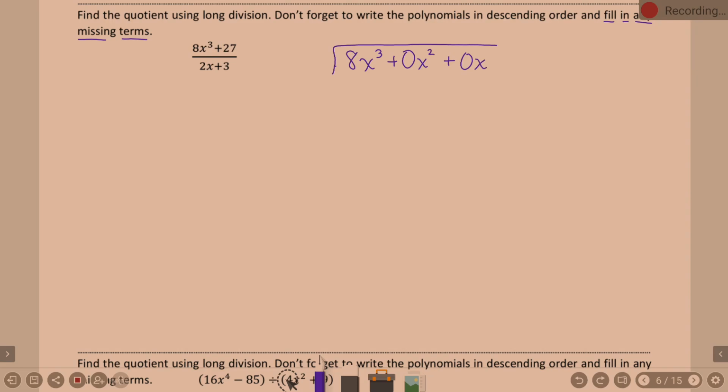What should come after an x term? A number term, a constant. Do I have a constant? Yes, so I can now put in my 27. Plus 27, all divided by 2x plus 3. Now, same thing needs to be true here, but my first term is an x term. What should come after an x term? A number term, so it's all good. So this is just divided by 2x plus 3. You good?